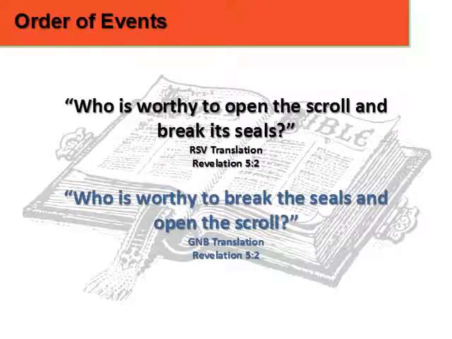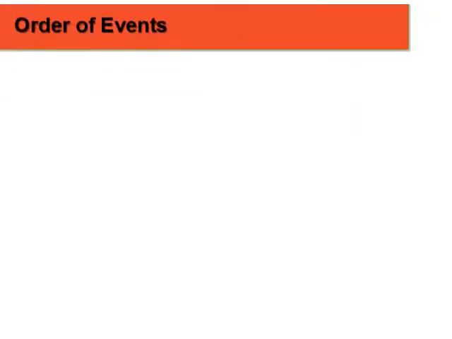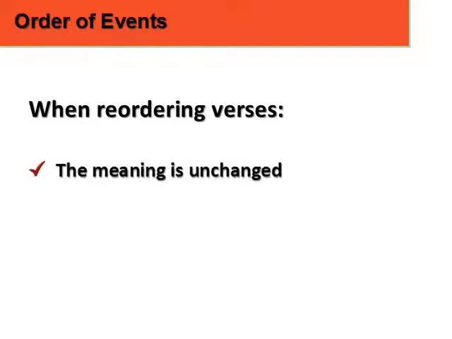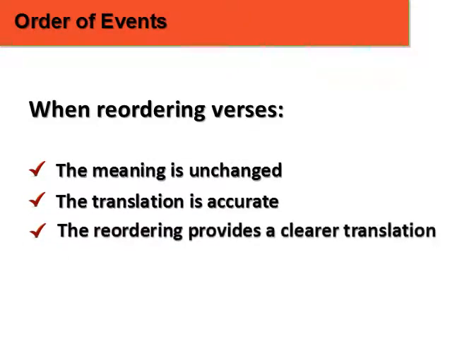Which version tells the events in the order they occurred? If you said the GNB, you are correct. By putting the events in the order that they occurred, it makes the meaning clearer. Only reorder verses when necessary to avoid confusion. When reordering verses, be certain that the meaning is unchanged, the translation is accurate, and the reordering provides a clearer translation.